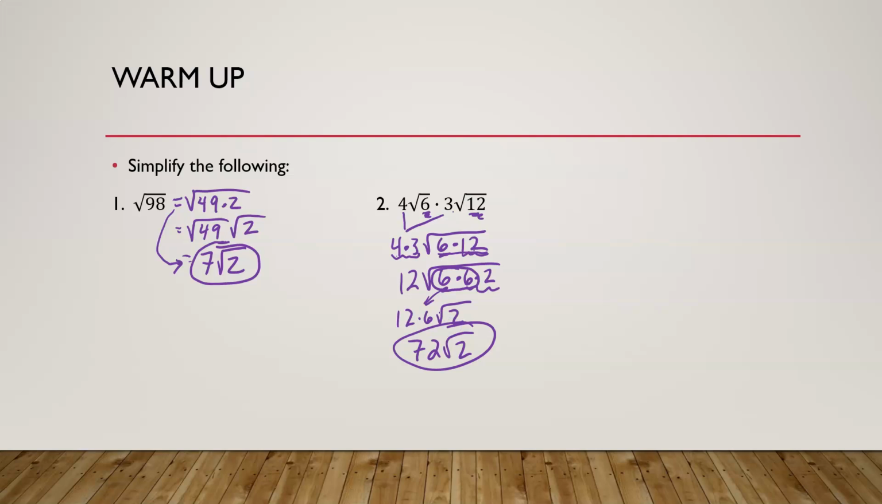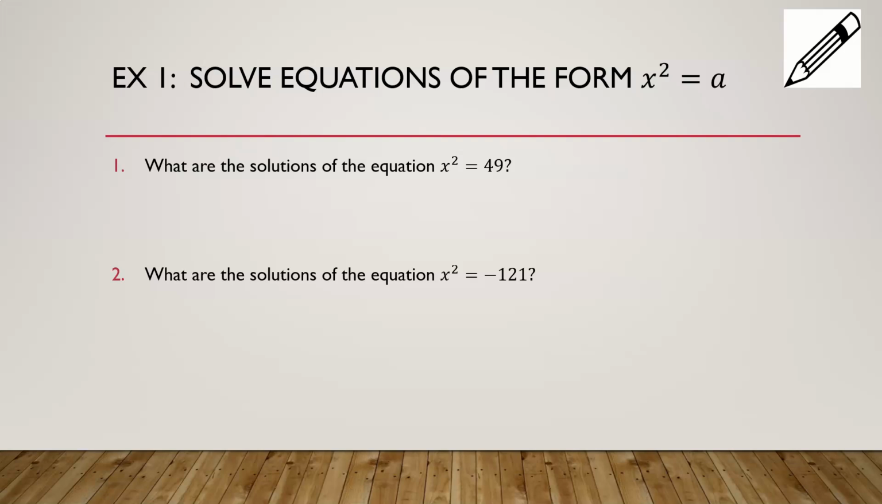Now, the whole reason section 9.3 is the only section this chapter that wasn't solving quadratics is that we needed to get this skill. We had to learn how to simplify square roots, so that today when we solve by taking square roots, we can simplify our answers. So here's what we're going to do. We're going to do 3 different layers of solving equations by taking the square root. The first is the most basic form. If you just have x squared equal to a number, we're going to find the solutions.